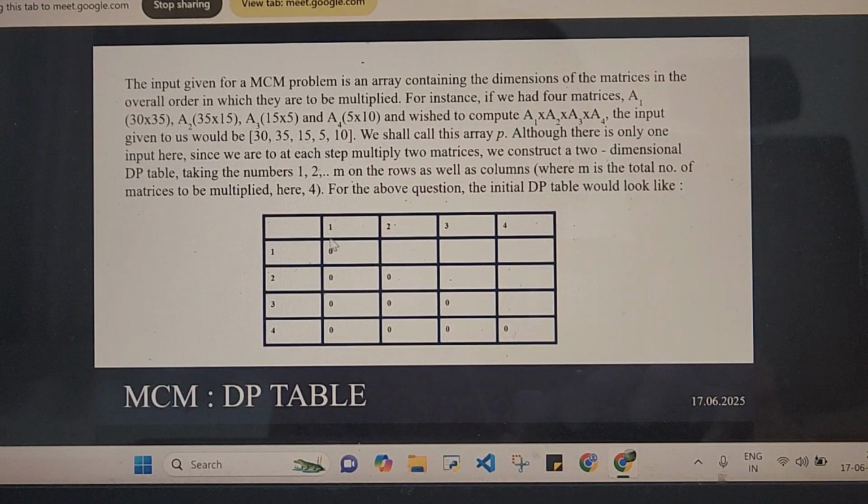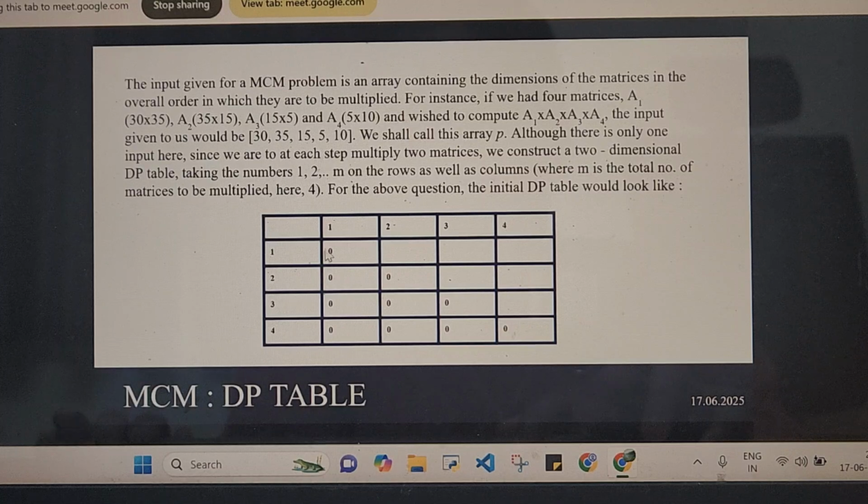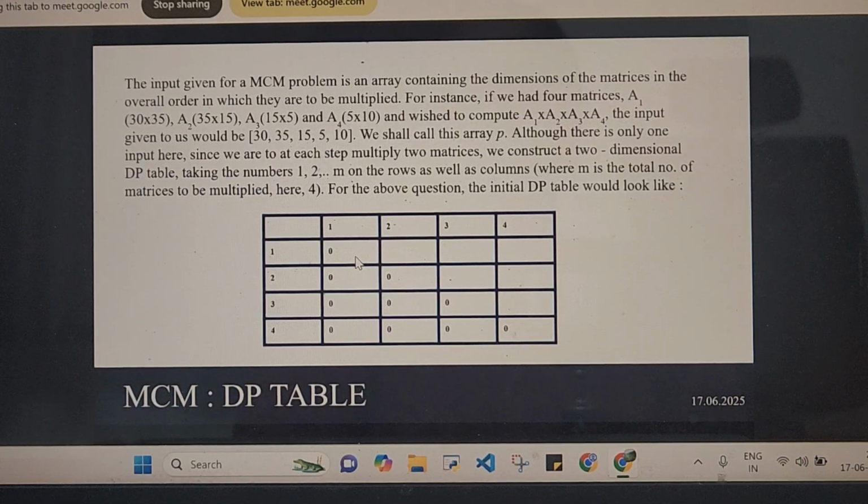Now that you know that, we'll see why we filled in all these elements with 0. The first part we look at is the leading diagonal elements. If you see DP of 1 of 1, according to our definition, it should mean the number of multiplication operations required to multiply everything from matrix 1 to matrix 1, which is just a single matrix in itself. So there is no multiplication at all, so it is 0. And the same thing for 2 of 2, 3 of 3, 4 of 4.